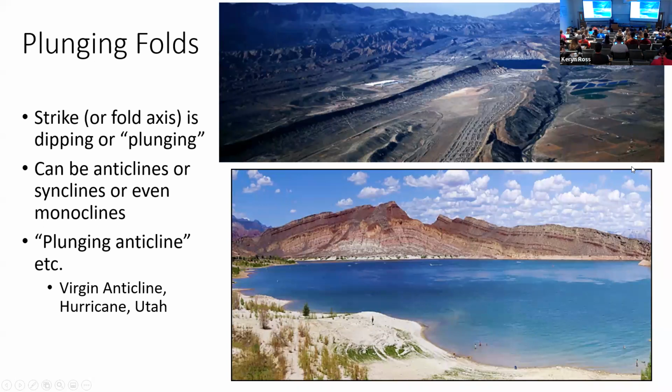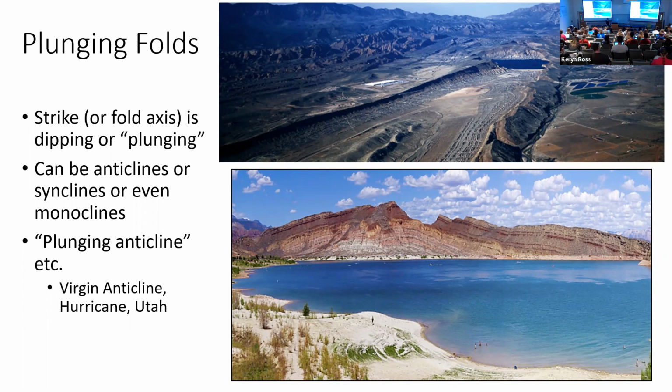Now, finally, we can take any of these, anticlines, synclines, domes, monoclines, whatever, and we can make it so that they're not parallel to the ground, not horizontal. All the ones we've talked about have been horizontal to the ground, but really that doesn't happen very frequently. Most of the time, you're going to have a slight tilt in some direction, and we call those plunging folds.